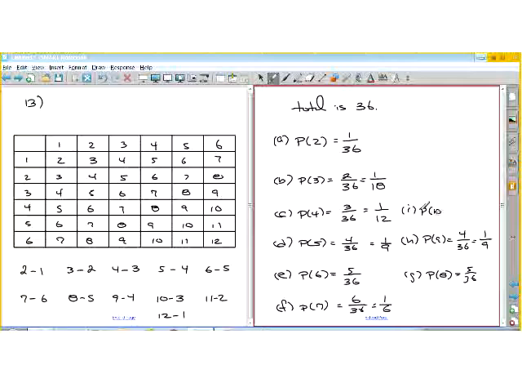Then we go to I. Probability of getting a 10. There are 3 of those. 3 over 36 is 1/12. J, probability of getting 11 is 2 over 36, which is 1 over 18. K is the probability of getting 12, and there's 1 case of that out of 36. So you see the probabilities mirror the number of choices.